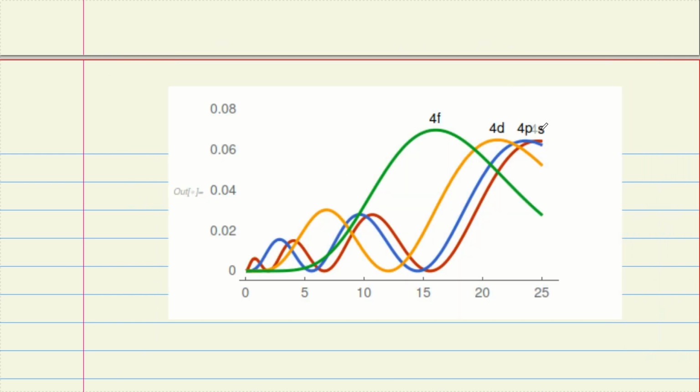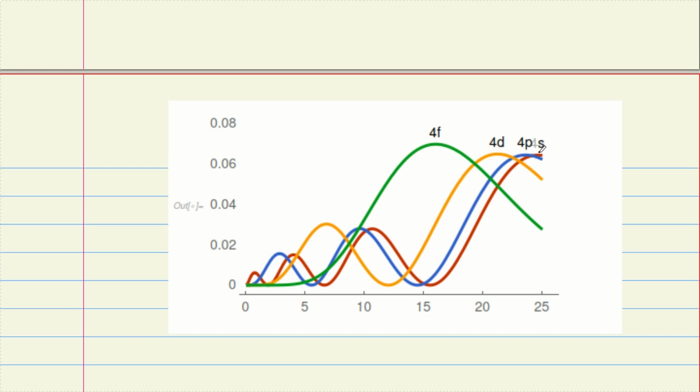Right, 4s has like 1, 2, 3 peaks. 4p, which is blue, has like 1, 2 peaks that leak inside, and 4d has like 1. And 4f, which seems to be the closest one, is actually not closest, because it doesn't have as much of a foot inside the nucleus as the other orbitals.